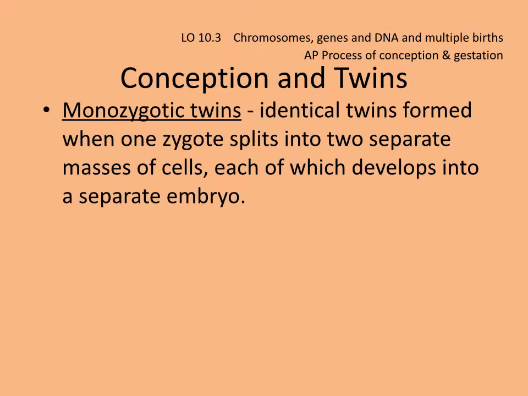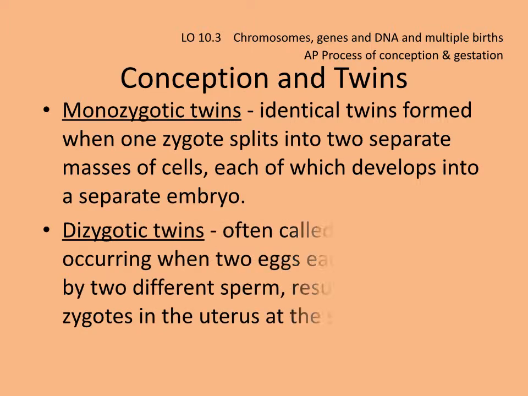Now, once we have a zygote, it could split into identical twins. Identical twins are known as monozygotic. Monozygotic twins form when one zygote splits into separate masses of cells, each developing into a separate embryo. So, a monozygotic twin is a zygote that splits into two.